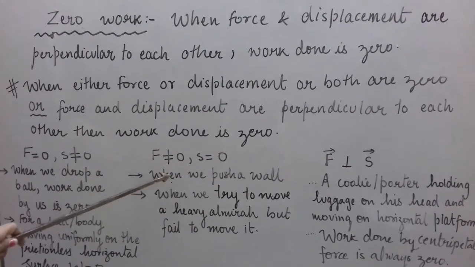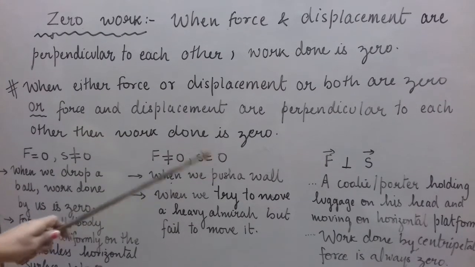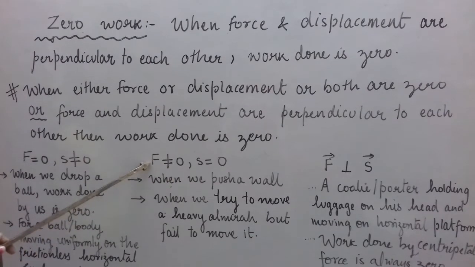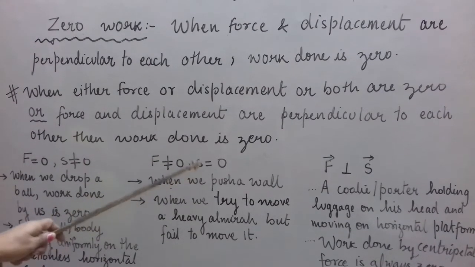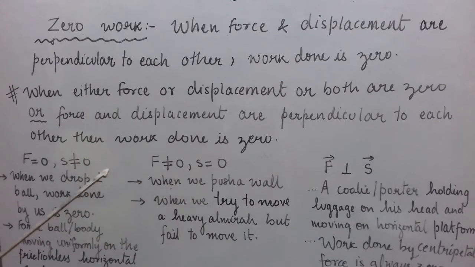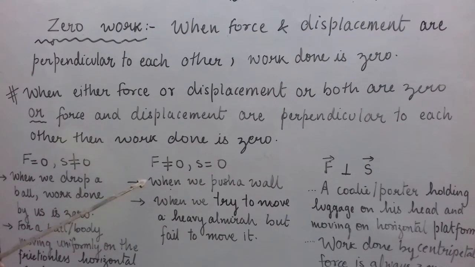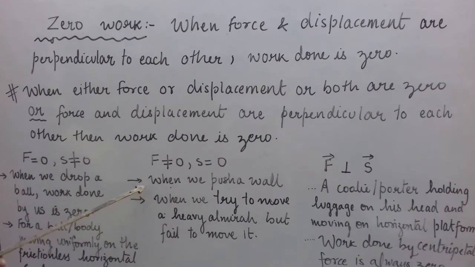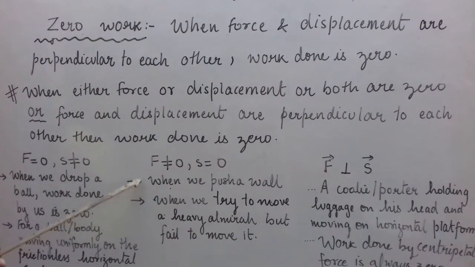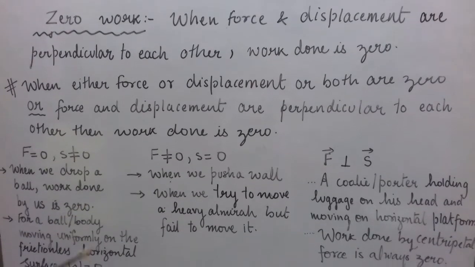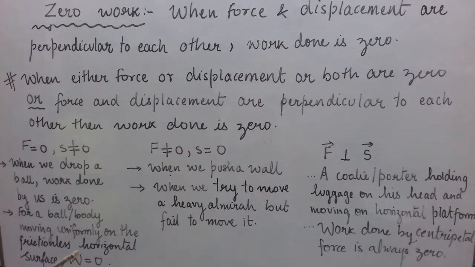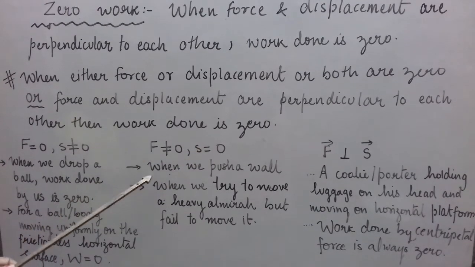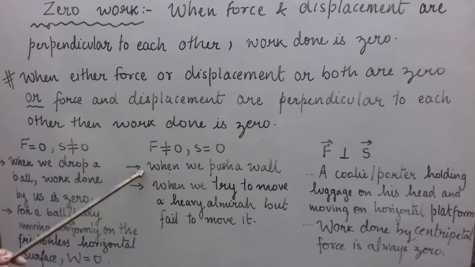When F is not 0 and S is 0, it means force is applied. Force is applied on a body, but there is no displacement produced. This is quite easier comparatively. Suppose you push a wall, and the wall does not move. In that case, you apply a force on the wall, but the wall does not move. So displacement is 0, force is not 0. So you are doing 0 work.